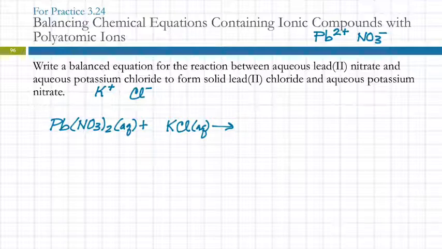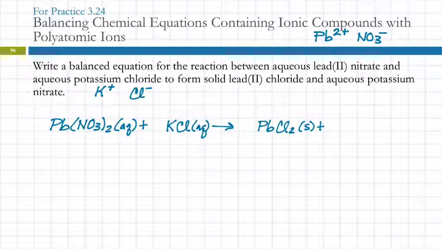To form lead-2 chloride. This is that same lead ion, but now it's going to be with chloride. So I need 2 chlorides for the Pb2+. PbCl2. This ion only has a single atom in it, and so I don't need parentheses. I'd understand what you mean if you put the parentheses, but it looks silly. And s for solid.